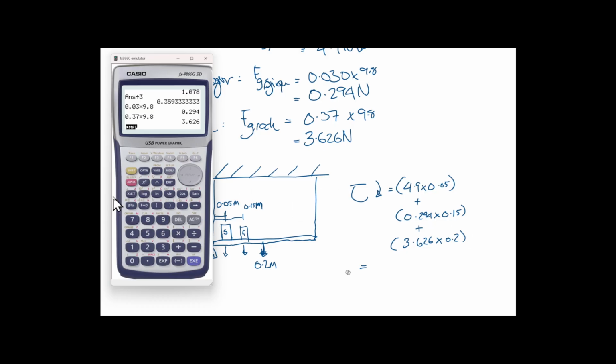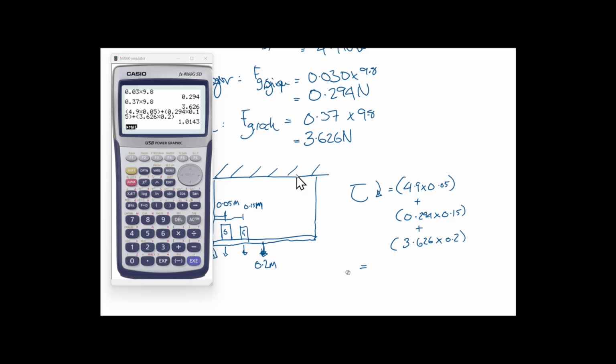How are we going to get this one out? Let's just put it in straight away. So 4.9 times 0.05 plus 0.294 times 0.15 plus brackets 3.626 times 0.2. Remember, it has to be in meters. We can't use centimeters. It has to be in meters if we're using SI units. So that's going to be 1.0143. So what does that tell us?